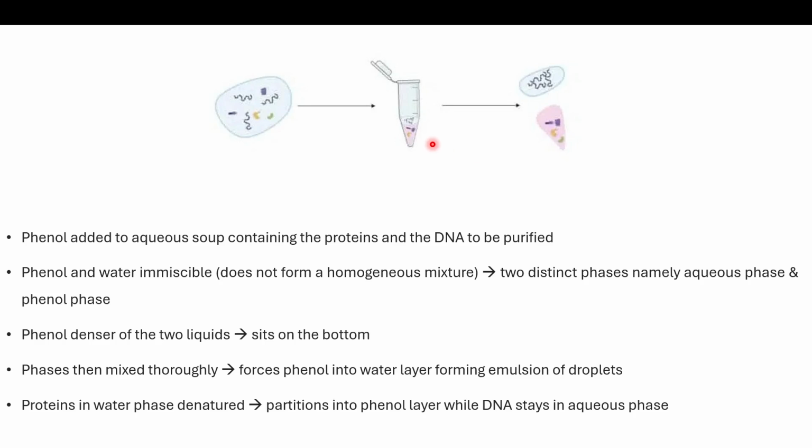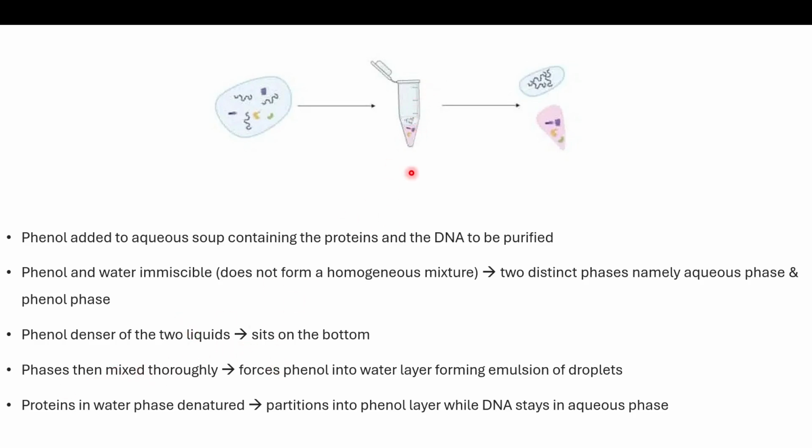So see this pinkish part, and I don't know if it's clear, but there's a very transparent upper aqueous phase. So there are two distinct phases, namely the upper aqueous phase and the lower phenol phase, which is also called the organic phase, while the upper aqueous phase is also called the polar phase. Phenol being denser of the two tends to sink to the bottom.